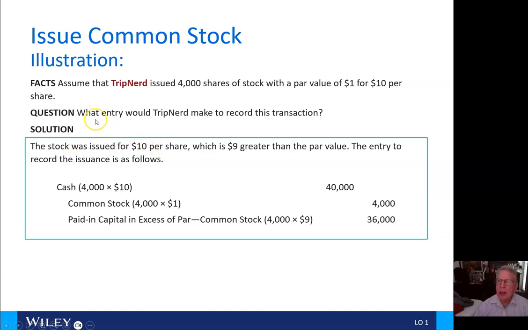All right, let's take a look at an illustration. Here, Trip Nerd issues 4,000 shares of stock with a par value of $1 for $10. So what does that journal entry look like? We'll take the 4,000 shares times the $10, and that gives us $40,000 of cash received, and we split it between the 4,000 shares at par value, and the differential between 40,000 and 4,000, which is 36,000, representing $9 per share for paid in capital in excess of par.